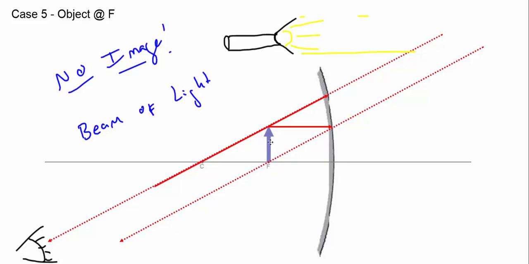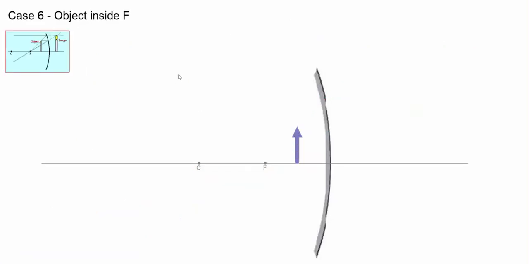Now, case 6, let's again take those patterns into consideration. Case 6, we're going to slide the object inside F. What the heck does that mean happens to my image? This is a unique situation. This one's pretty interesting. Case 6, with the object being inside F, ends up getting us our one and only scenario where we get a virtual image.